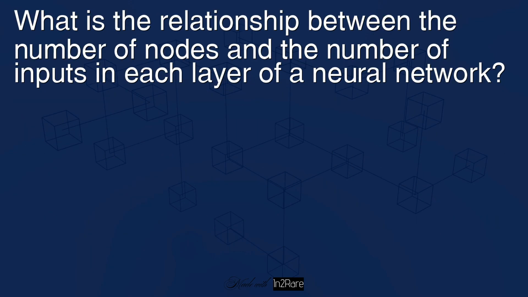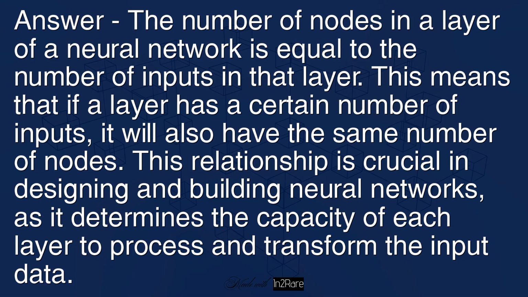What is the relationship between the number of nodes and the number of inputs in each layer of a neural network? Answer: the number of nodes in a layer of a neural network is equal to the number of inputs in that layer. This means that if a layer has a certain number of inputs, it will also have the same number of nodes. This relationship is crucial in designing and building neural networks, as it determines the capacity of each layer to process and transform the input data.